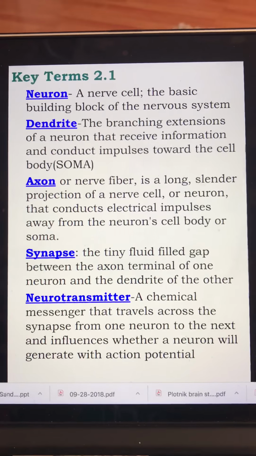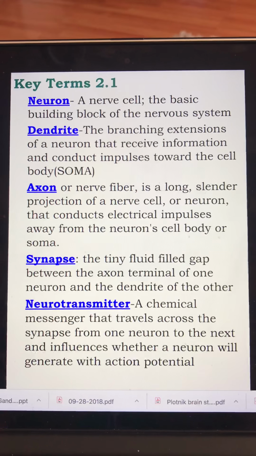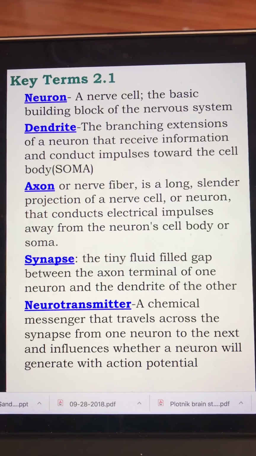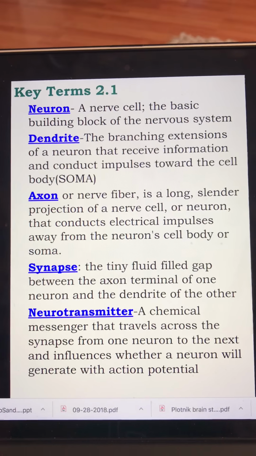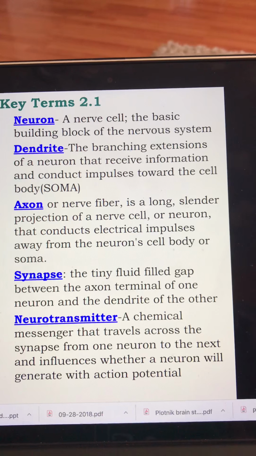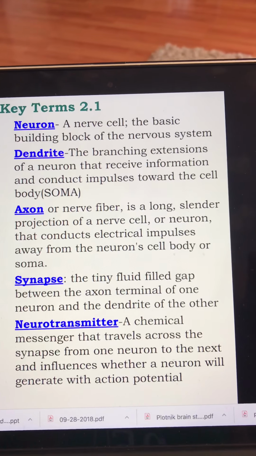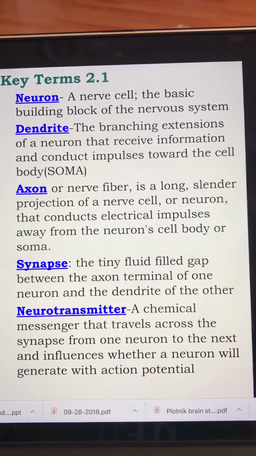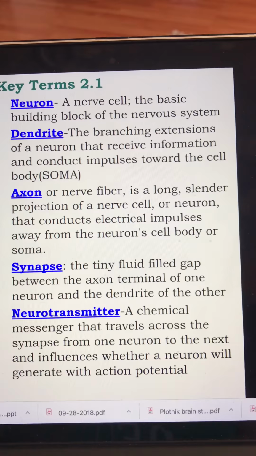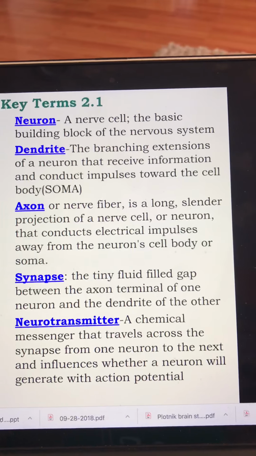Neurotransmitter. Now neurotransmitters are very important, okay? These are basically the way that our neurons fire. A neurotransmitter is a chemical messenger that travels across, essentially shooting across from one neuron to the next, and it is either going to make it fire to the next neuron or it will inhibit it. So it influences whether or not a neuron will generate that action potential to pass on to the next neuron. Remember, there are tons of different neurotransmitters.